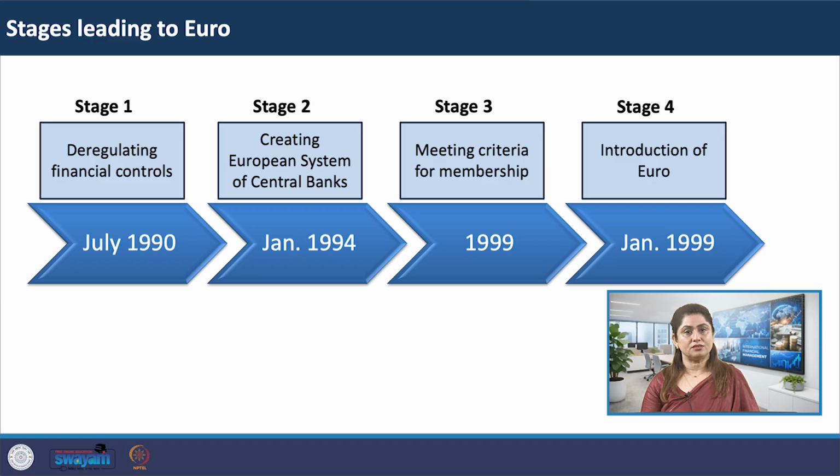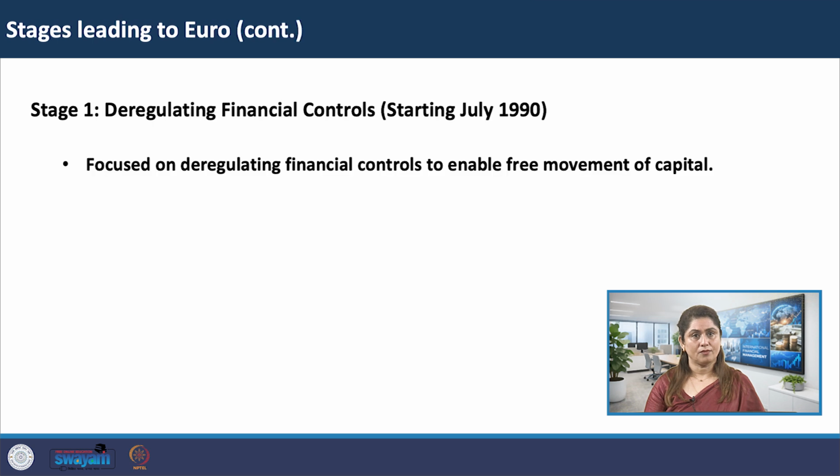The Maastricht Treaty set out the framework. There would be 4 stages leading to the euro. Each stage had specific requirements and milestones. Let's understand each stage in detail. The first stage was all about getting the foundations in place.